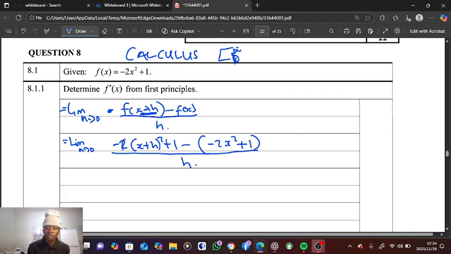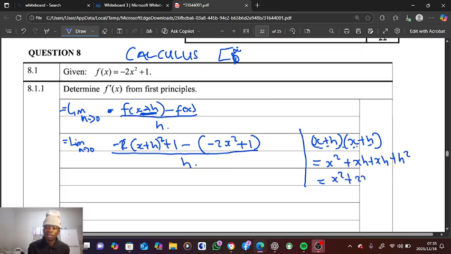We have to solve this bracket separately. We have (x+h) multiplied by (x+h). Since it's to the power 2, as I said before, it means two brackets multiplying each other. This times this is x². This times this is xh, and again xh. This times this is h². Meaning we have x² + 2xh + h².